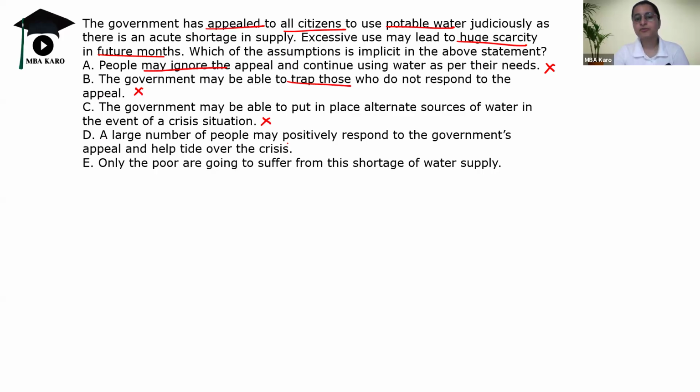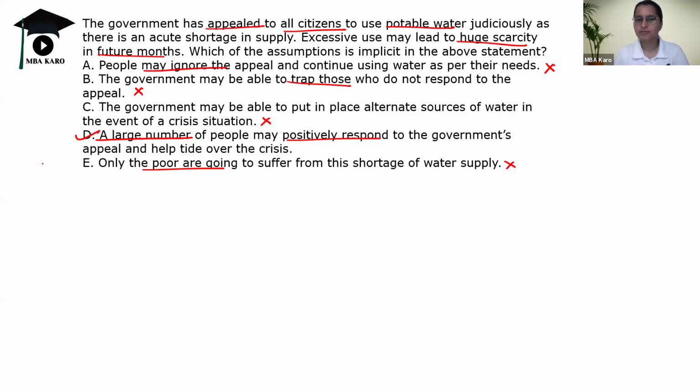Next, a large number of people may positively respond to the government's appeal. Most, some, few. Okay. So most is going towards majority, a large number of people. So a large number of people may positively respond to government appeal and help tide over the crisis. This is one assumption. Next, only the poor are going to suffer from the shortage of water supply. Vague, out of scope.